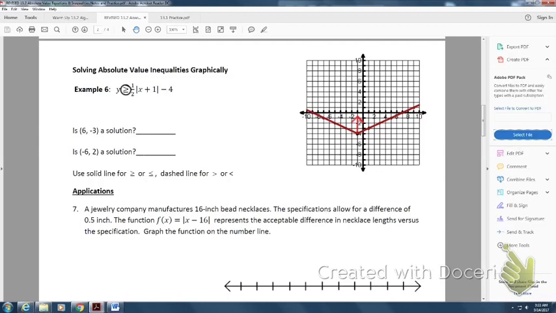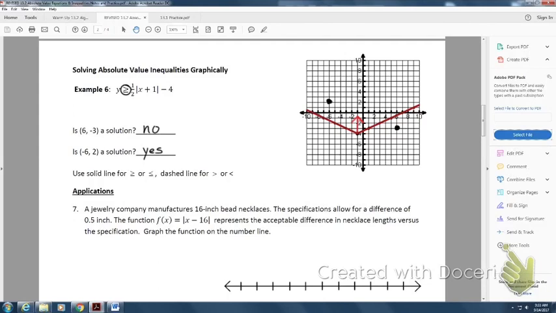So it's got a couple points for us to check. Is the point 6, -3, right there, a solution? No. Because the arrow is not pointing to the region that is in. -6, 2. Is that a solution? Yes. Because that's on the side of the V that it is pointing to.